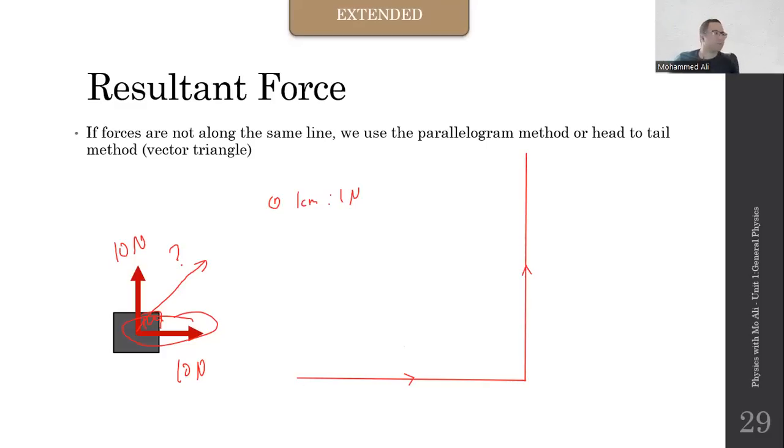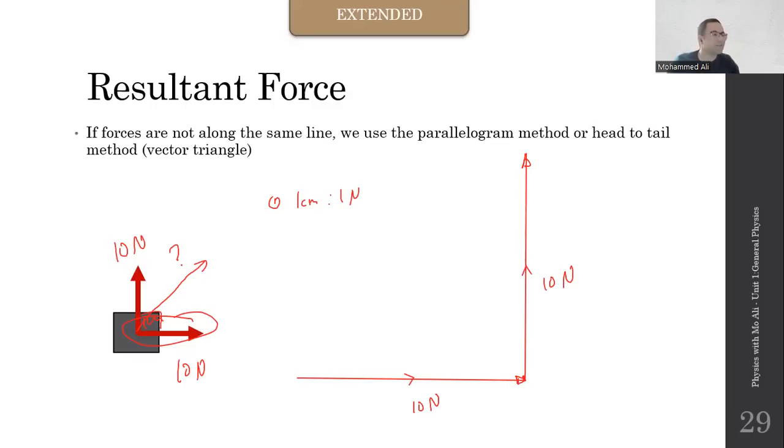So let's label these. This is a 10 Newton force to the right. This is a 10 Newton force upward. It's called head to tail because you draw the head of this force attached to the tail of the next. So we just call it a triangle method or a vector triangle.